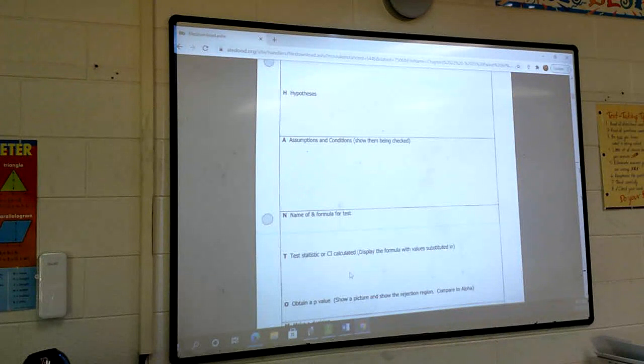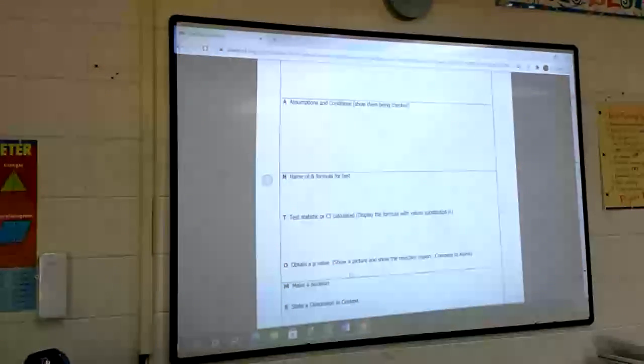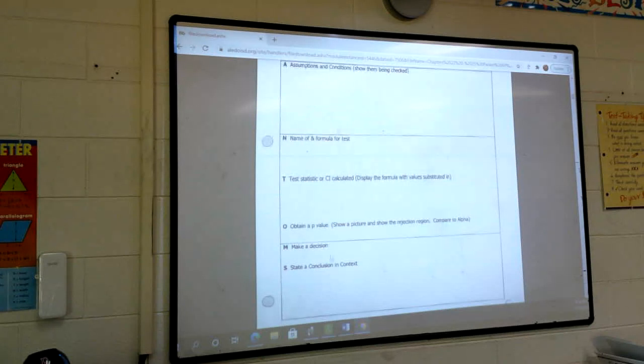O stands for obtaining a p-value. So a p-value is the probability of us getting the results we got, or even more extreme, and one of the hypotheses being true. So we'll talk about it as we go through it. It'll make more sense. The p-value that you get from the calculator will help you to make the decision in M. And when you make the decision, then you just state your conclusion. Okay? So those are the steps. It's not necessarily longer than a confidence interval. It's just more little parts that go through it.